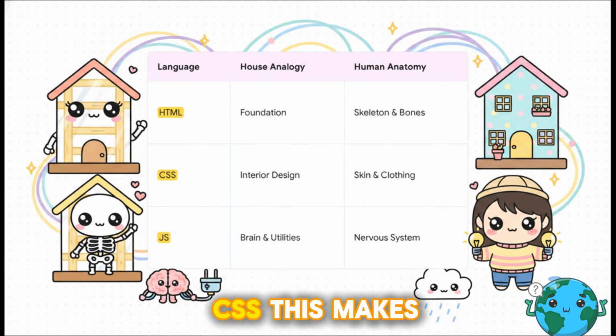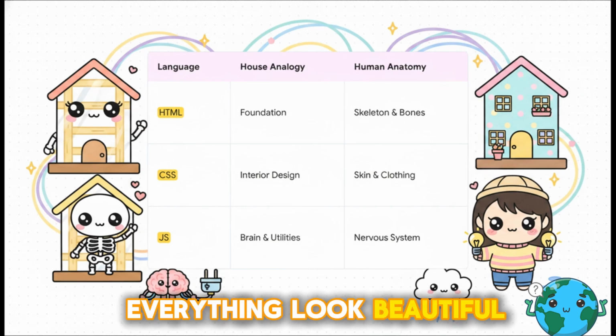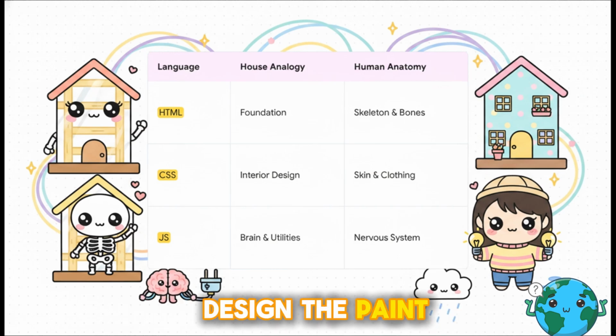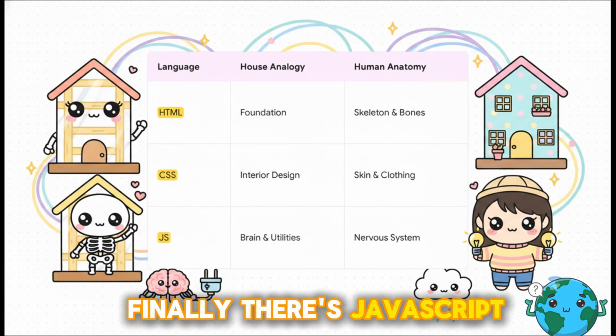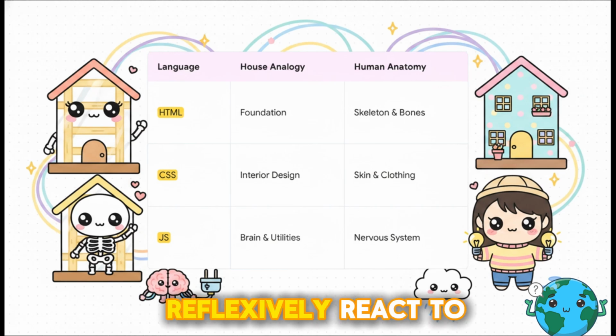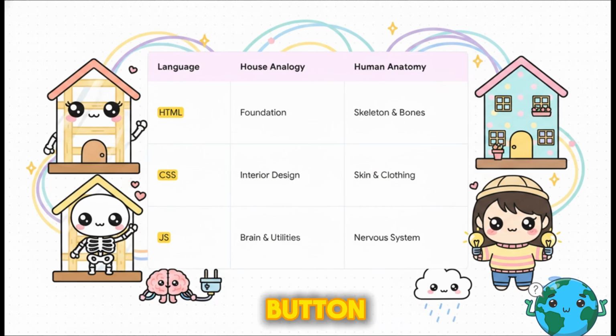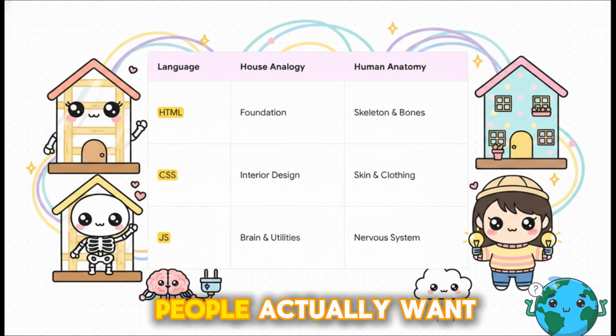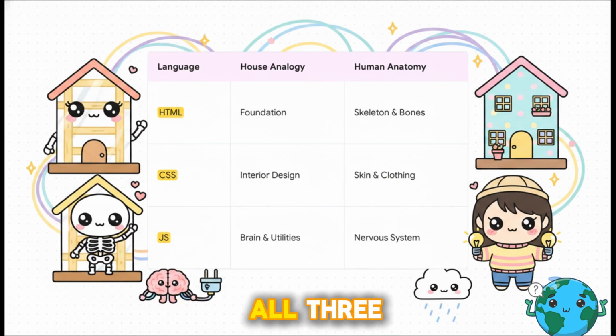Then we have CSS. This makes everything look beautiful. It's the interior design, the paint, the wallpaper, or your skin and clothing. Finally, there's JavaScript, which makes things interactive. This is the electricity and plumbing in the house, or your brain and nervous system that lets you reflexively react to things, like clicking a button. You can build a house with just HTML, for sure, but to make it a place people actually want to visit, you really need all three.